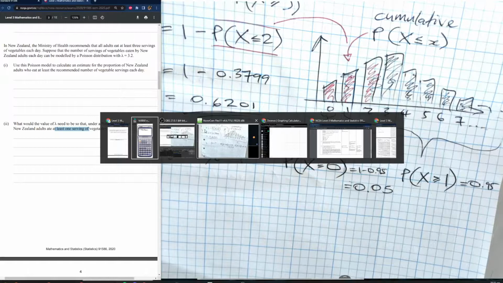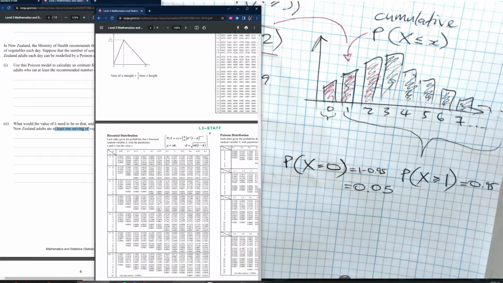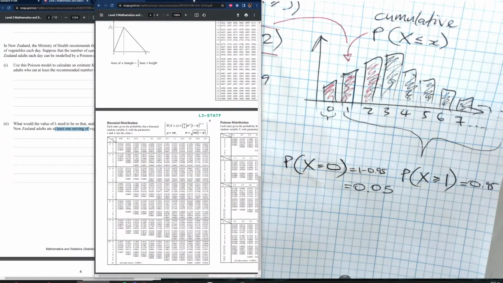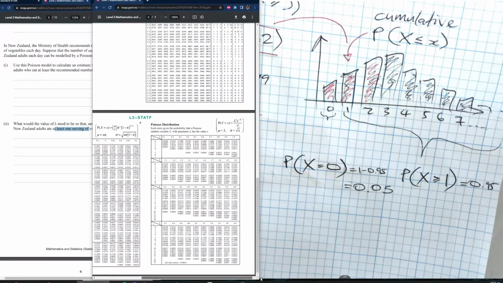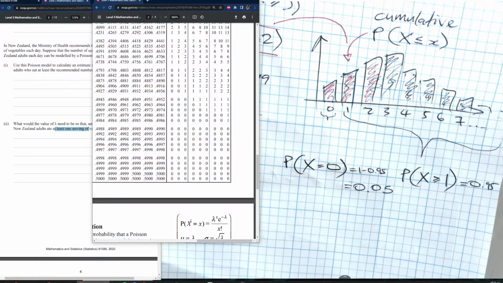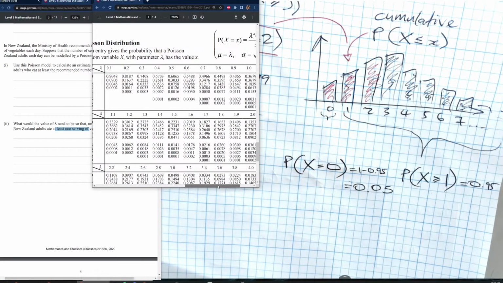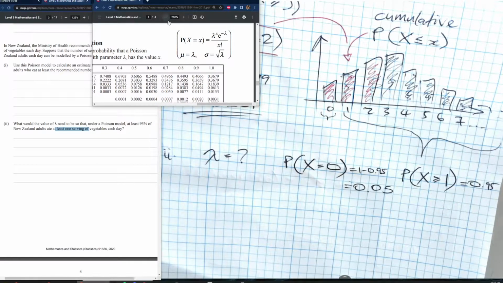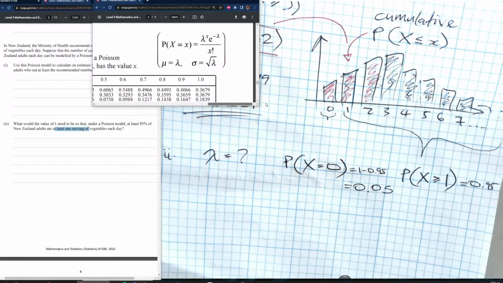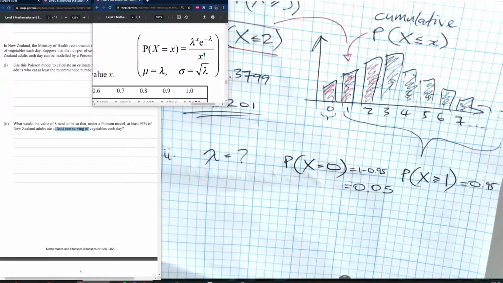Now let me just get the formula sheet out for you guys. The formula sheet is going to be useful here because we need the formula for the Poisson distribution, and here it is. That's given to you in the exam, so you can learn to just use this. No problemo. I just want to get it in a nice spot so we can manipulate it.